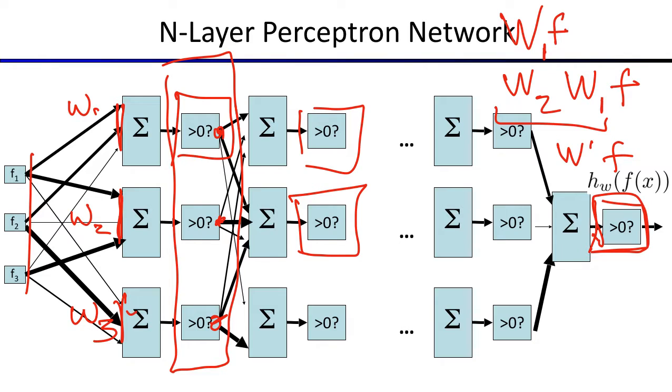Okay, so how are we going to train this model? Can we use the perceptron update rule?